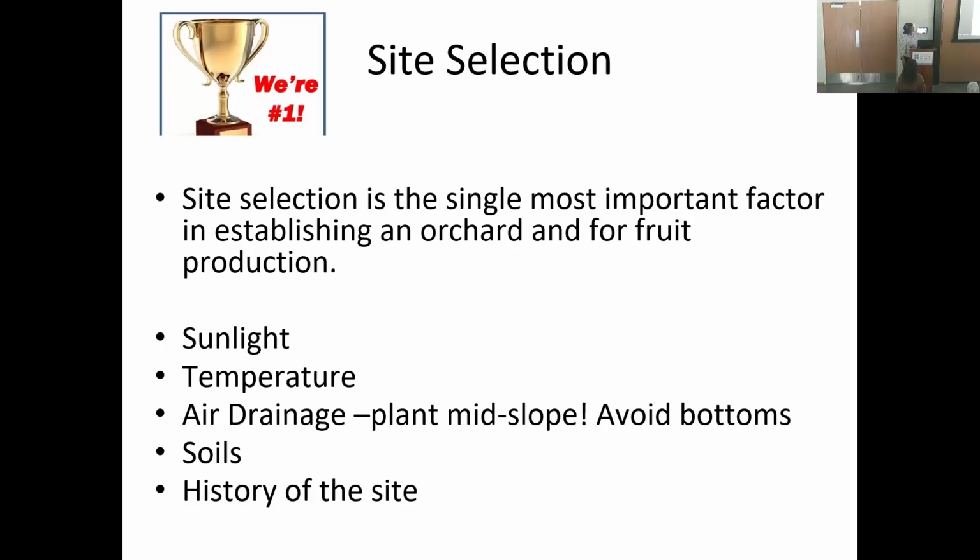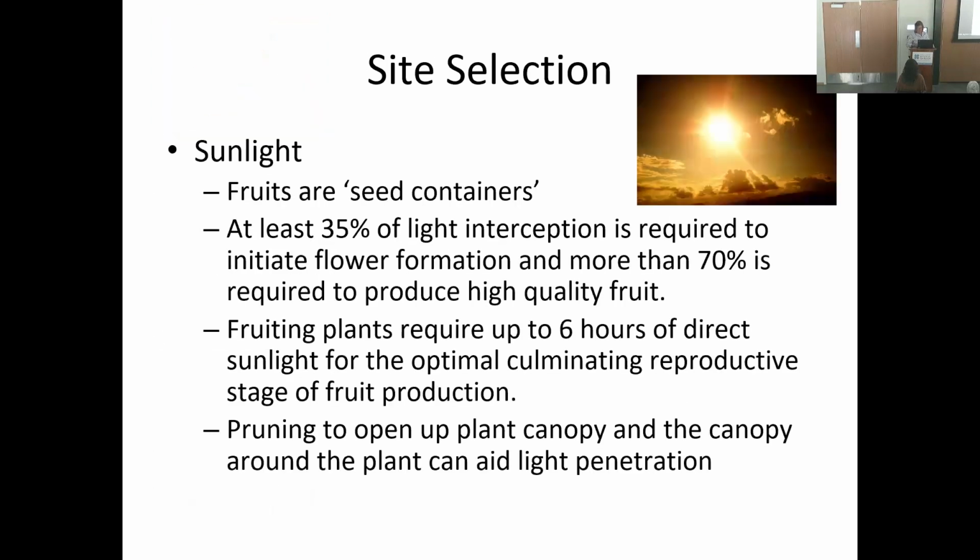So let's talk a little bit about site selection. Now this is saying that you are going to be planting these native fruits. So you're not just coming upon them already existing in your landscape, you're adding them to your landscape. We need to think about sunlight, temperature, air drainage, soils, and the history of the site. And this is all what an orchardist would be thinking about, siting fruit trees.